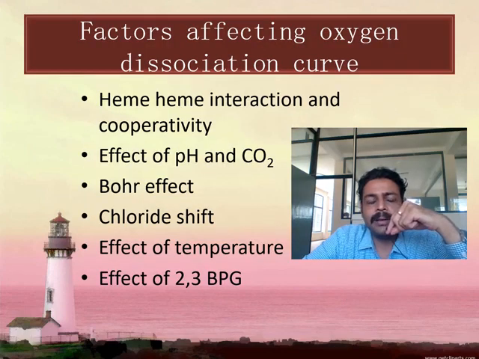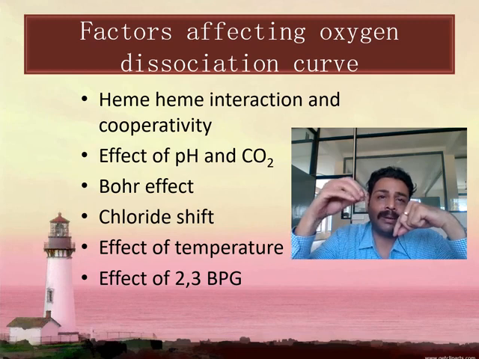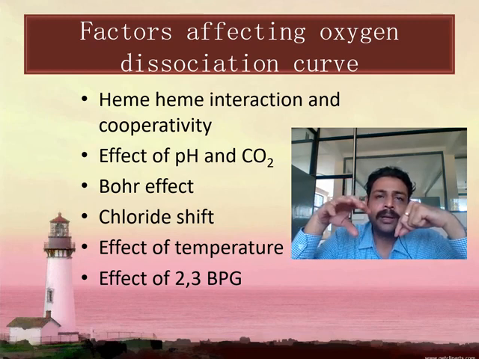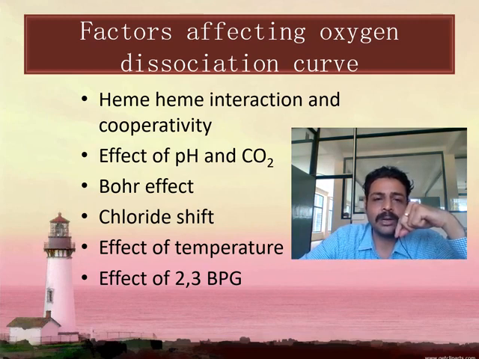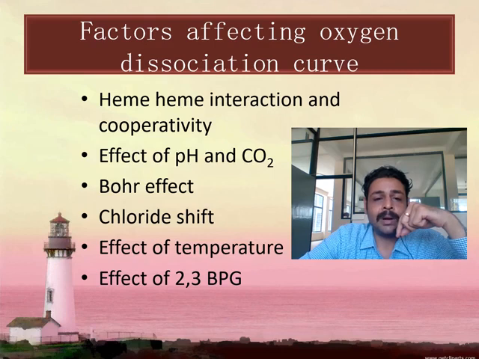How effectively does this hemoglobin deliver oxygen to the tissues? How can it take up that oxygen, or how effectively can it deliver to the tissues? It depends upon a few factors. So the factors affecting the oxygen dissociation curve, this is also an important 5-mark question. One is heme-heme interaction and cooperativity, effect of pH and carbon dioxide concentration, Bohr effect, chloride shift, effect of temperature, and effect of 2,3-bisphosphoglycerate.